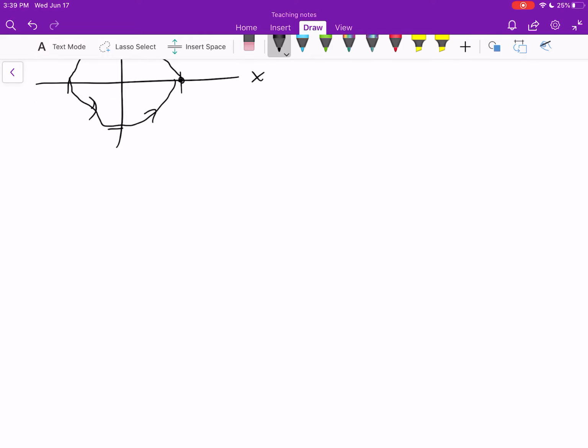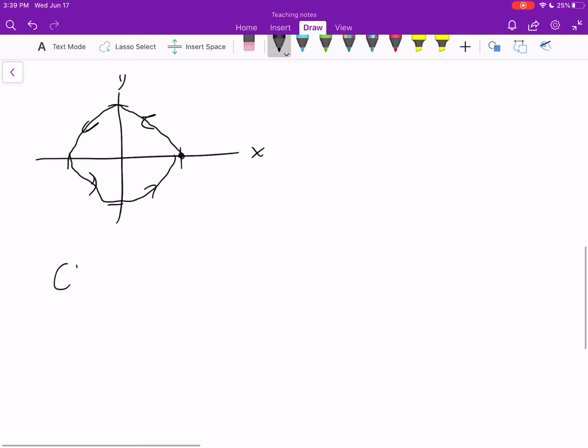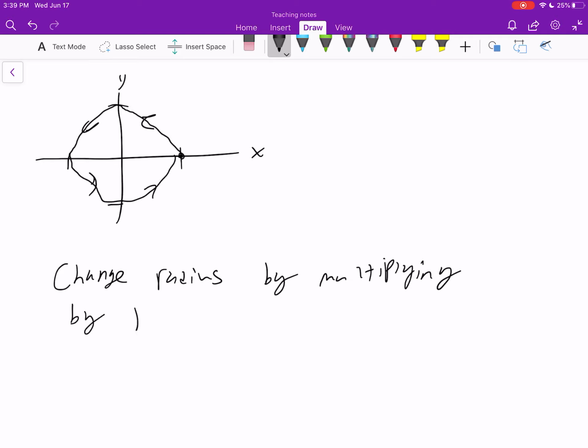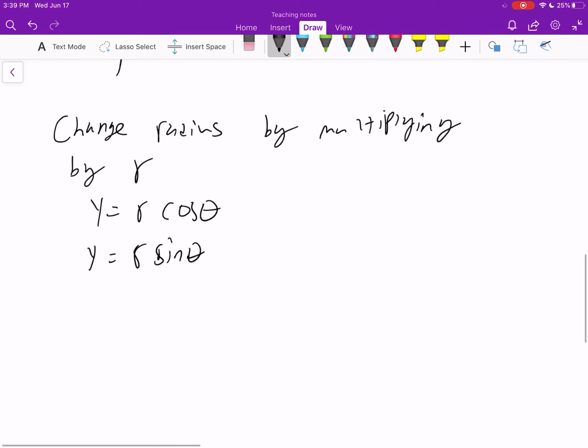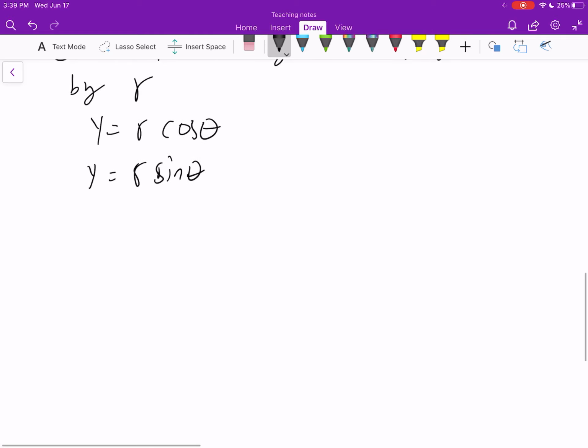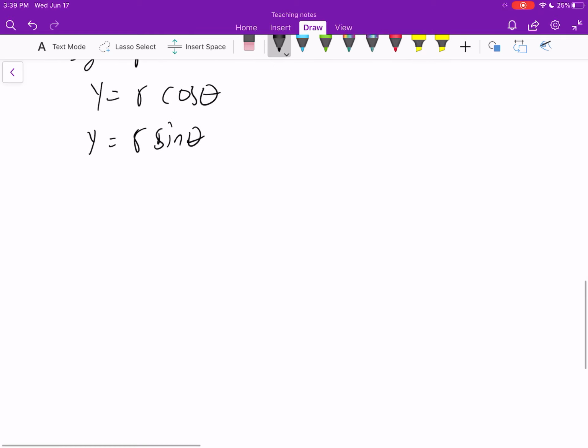You can change the radius by multiplying by whatever r is. So x is equal to r cosine t, y is equal to r sine t. This would be a circle parameterized counterclockwise, radius r. You can do some more manipulations that I covered. So you also have a clockwise circle.